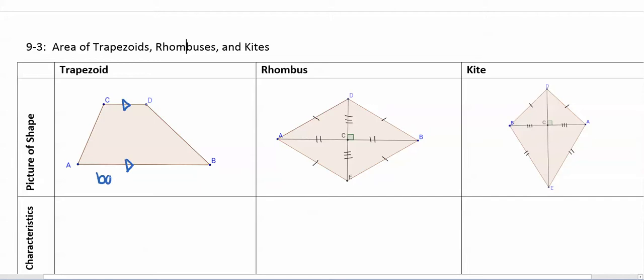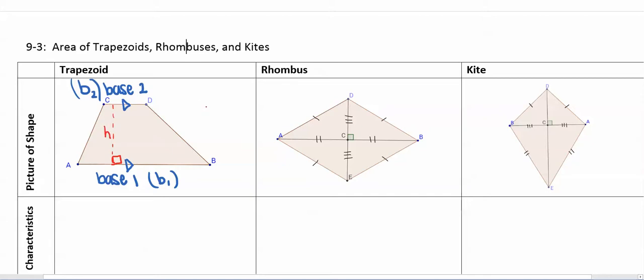Usually we call them base 1 and base 2. It doesn't matter which one you call 1 and 2. Sometimes we shorthand that with a little B and a 1 or 2. So this is going to be B1 and this is going to be B2. Okay, and then for the area formula, we're also going to need the height. The height is the distance between your bases, and again, it's perpendicular. So I'm going to draw a perpendicular line segment.